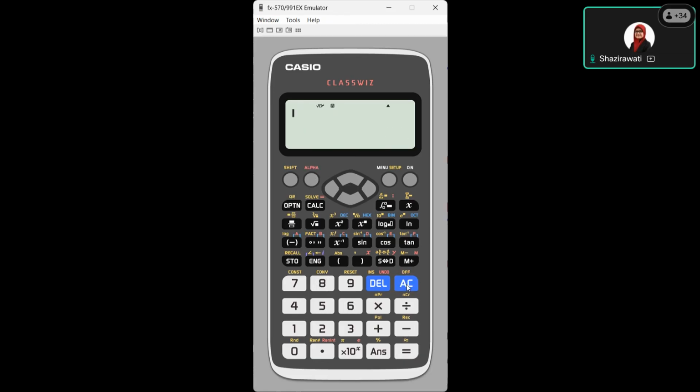Okay, dah settle. Equation yang kedua. Equation yang ketiga, we have 80 plus 5A over 12. Okay, so dah settle.